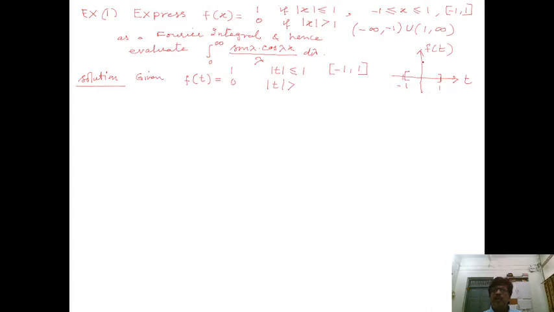Its value is 1. And from 1 to infinity it is 0. Here also, on the left hand side, it is 0. So from minus infinity to minus 1 it is 0. From minus 1 to 1 it takes the value 1, and again from 1 onwards it takes the value 0. So this is the plot or graph of this given function, which is symmetric about the y-axis or f of t axis.